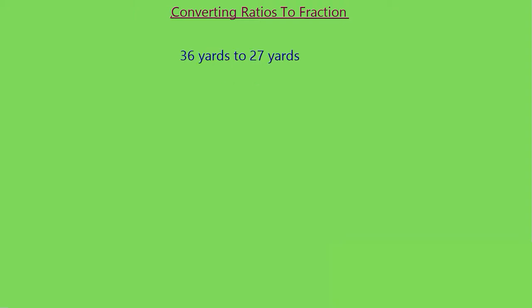Let's write 36 yards to 27 yards as a ratio. Notice we place 36 in the numerator and 27 in the denominator. This is because 36 is stated first. We again cancel the units, and we are left with 36 over 27.